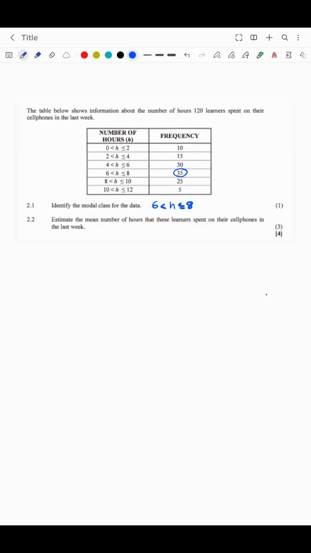For 2.2, we have to estimate the mean number of hours that these learners spent on their cell phones in the last week. So when finding the estimated mean of the group data, we need to create two additional columns in our table. The first column is for the midpoint of each class interval, and the second is for the frequency multiplied by the midpoint. So the formula for the estimated mean of group data is the sum of frequency multiplied by the midpoint divided by the sum of the frequency. This is the formula for estimated mean of group data.